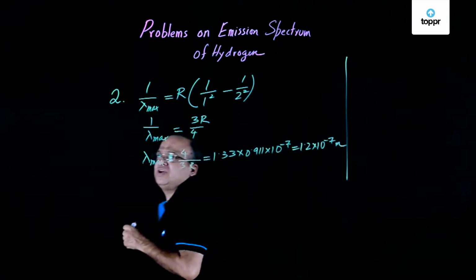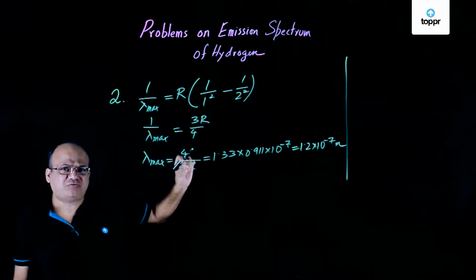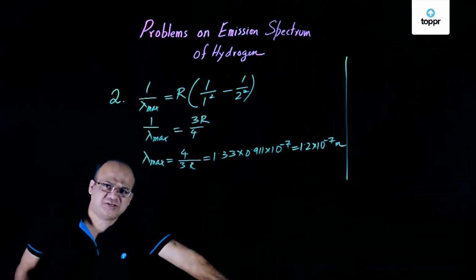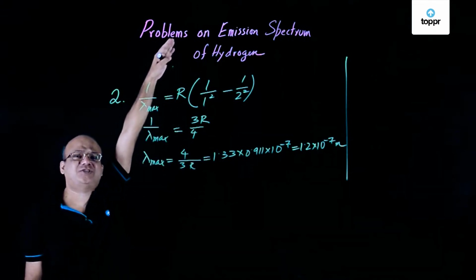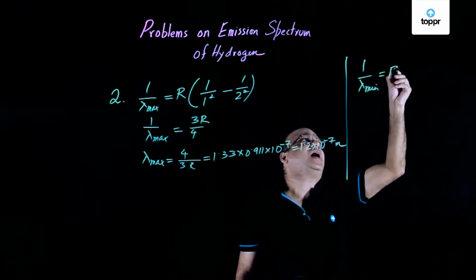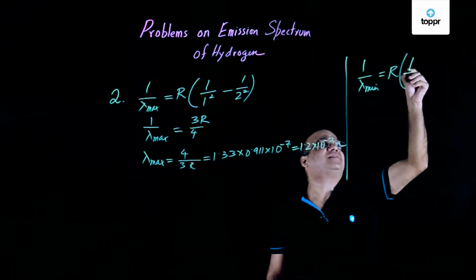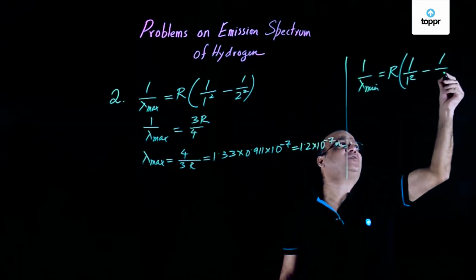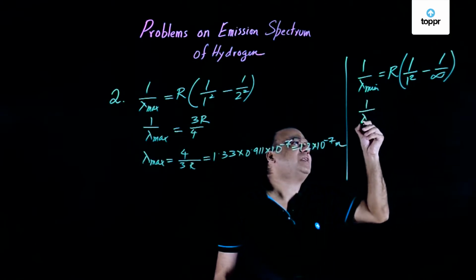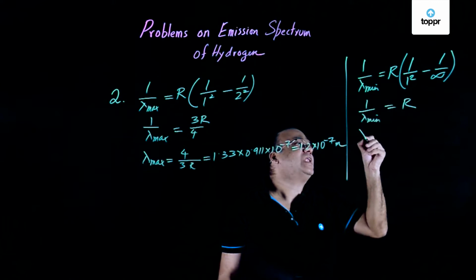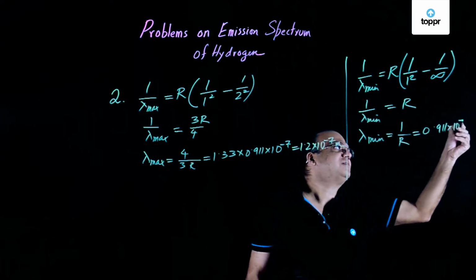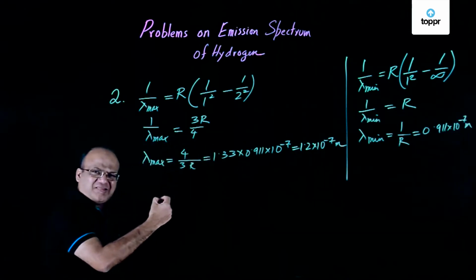Now, what is the shortest wavelength, lambda minimum? Shortest wavelength means maximum frequency. Maximum frequency means maximum energy difference. Maximum energy difference means jumping from infinity to 1. Therefore, 1 by lambda minimum will be equal to R times 1 by nf square, that is 1, minus 1 by ni square. Whether you square infinity or not doesn't make a difference, so that's zero. So 1 by lambda minimum is equal to R. Lambda minimum will be 1 by R, and that's 0.911 into 10 to the power minus 7 meters. So this is lambda minimum.